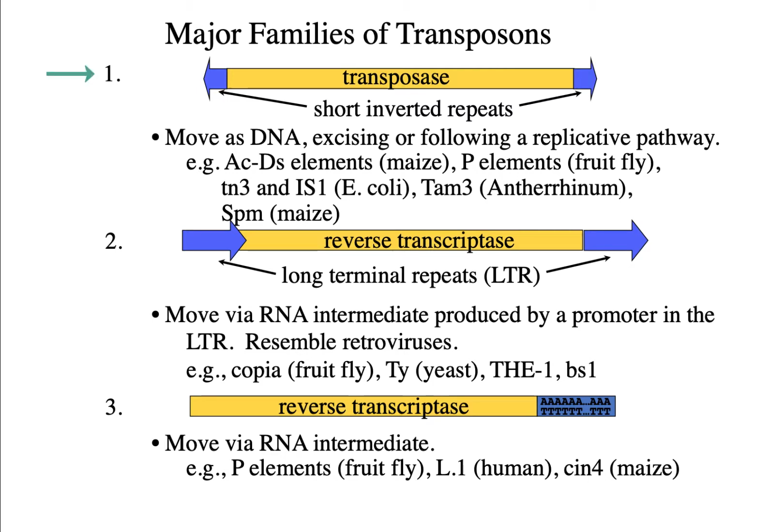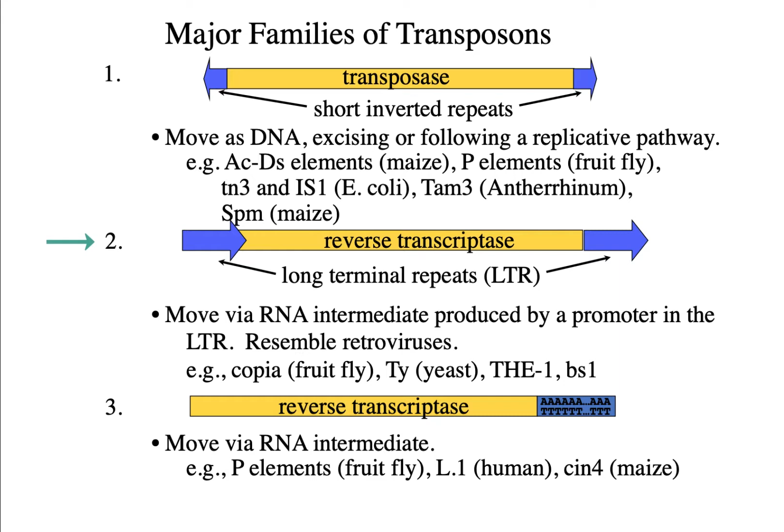Here are a few more specifics on these different types of transposons. The first one, these DNA transposons, move as a DNA, excising or following a replicative pathway. These include Ac and Ds elements in maize, P elements in Drosophila, Tn3 and IS1 in E. coli, Tam3 in Antirrhinum, and Spm in maize.